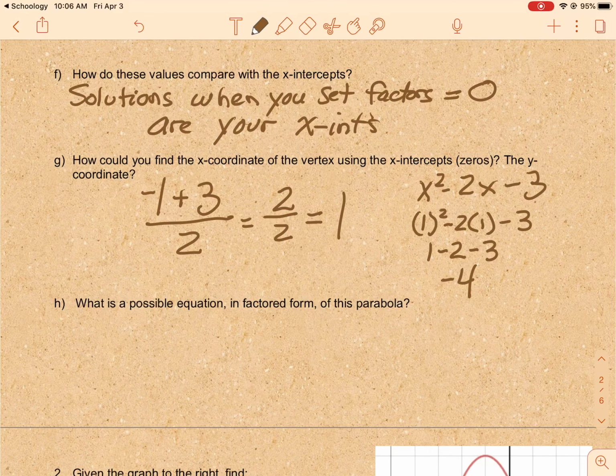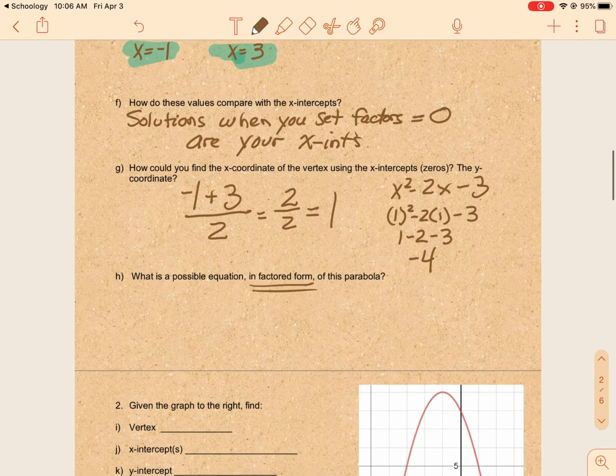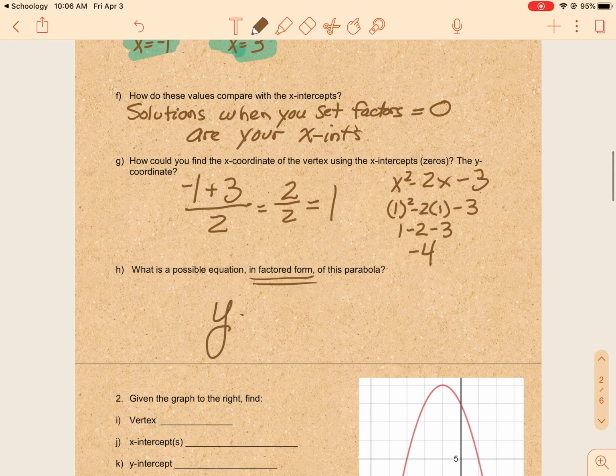So a possible equation in factored form is what our factors were. So it was x + 1 and x - 3. So y equals x + 1, x - 3. We know it's going to be a positive out in front because the parabola was opening up.